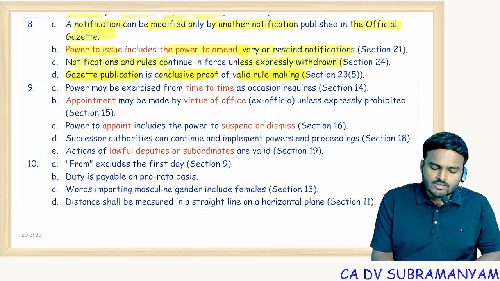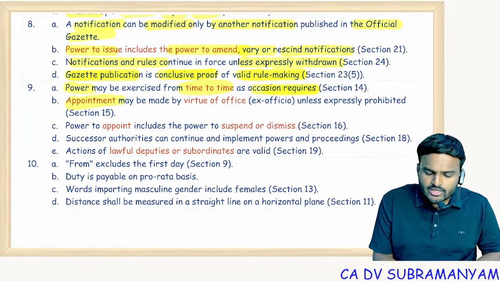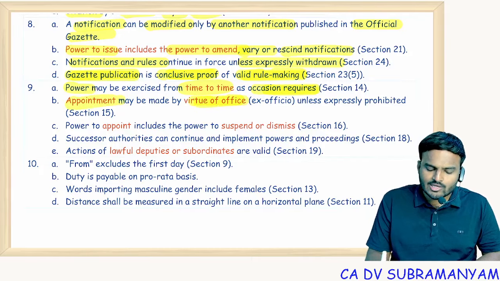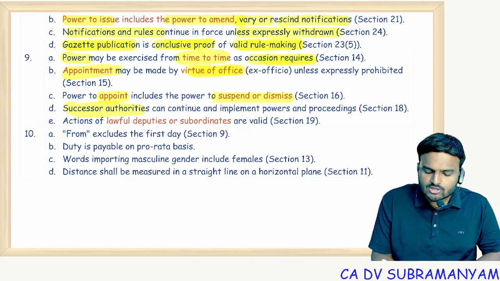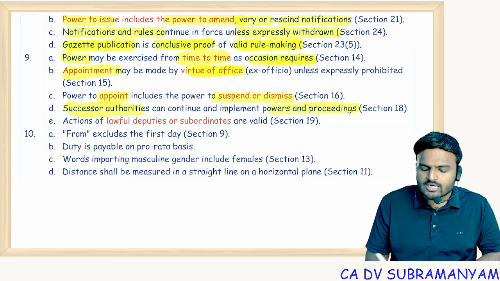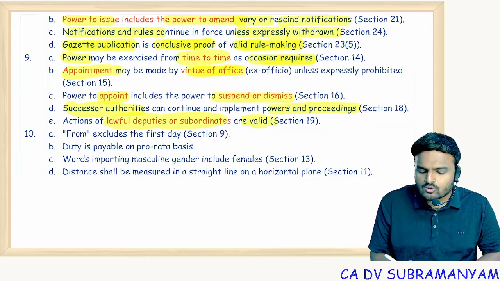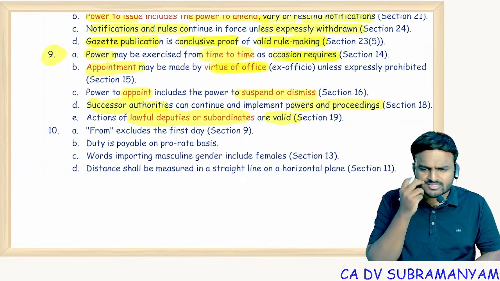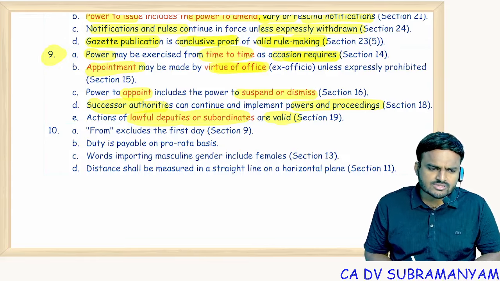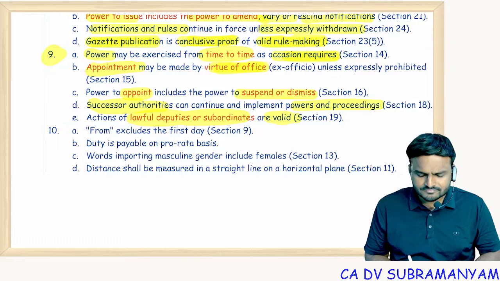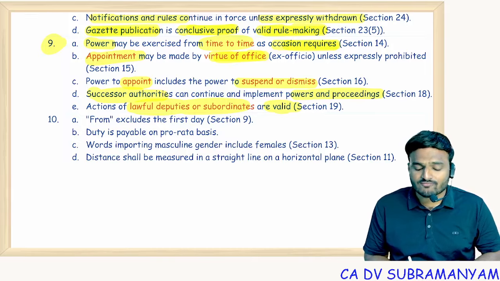Next one. Powers may be exercised from time to time whenever occasion demands it. Appointment by virtue of office is also allowed. Power to appoint includes power to suspend, power to dismiss. Successor authorities can continue and implement powers and proceedings. Actions of lawful deputies or subordinates are also valid. Based on this last attempt, I think 5 marks. Theory, I think 4 to 6 marks. That means 2 to 3 MCQs came. Lawful deputies or subordinates can execute actions, and those actions are valid only.